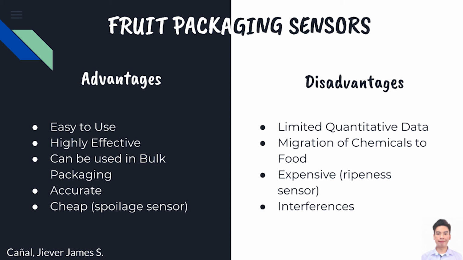Moving forward to its disadvantages, limited quantitative data is observed on sensors involving spoilage detection, for it is mainly based on pH levels. Sensors which have chemicals used for their detection provide migration of chemicals to food. Even though some sensors are cost-effective, there are sensors that are also costly when it comes to ripeness sensors.